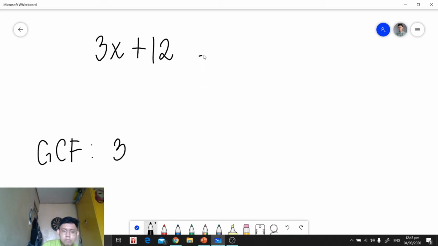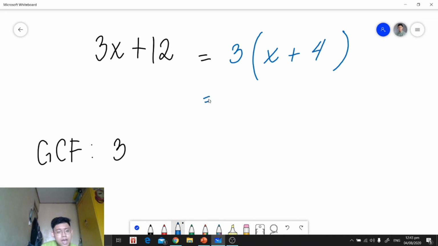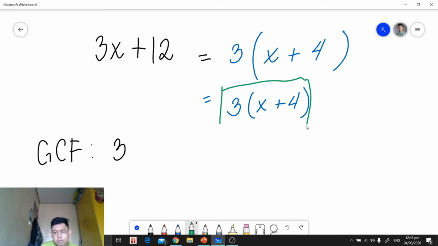So, we need to factor out our greatest common factor, which is 3, and divide it to the original polynomial. So 3x divided by 3, we have x, and positive 12 divided by 3, we have positive 4. So the factored form of 3x plus 12 will be 3 times x plus 4. And that will be our factored form.